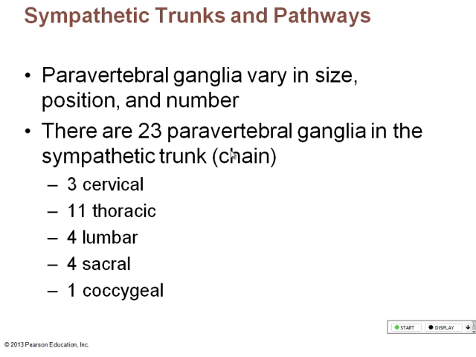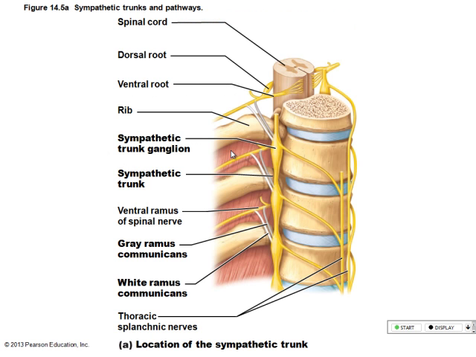I want to see 23 vertebral ganglia in the sympathetic trunk chain: 3 cervical, 11 thoracic, 4 lumbar, 4 sacral, and 1 coccygeal. We see some of the locations of these different ganglia in the sympathetic trunk on page 530 in the textbook, figure 14.5.